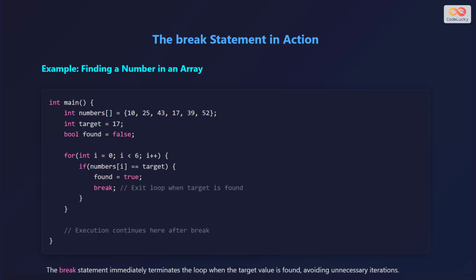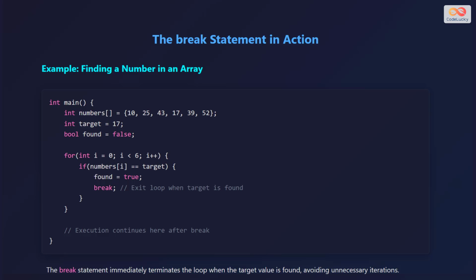Here's an example of the break statement in action. Suppose you have an array of numbers and you want to find a specific number called the target within that array. We declare an integer array called numbers, which is initialized with the values 10, 25, 43, 17, 39, and 52. We also declare an integer variable target and assign it the value 17. Finally, we declare a Boolean variable found and set it to false.